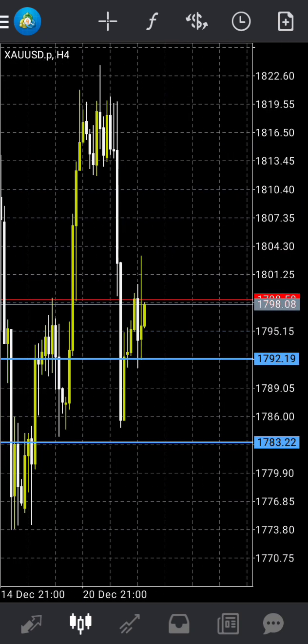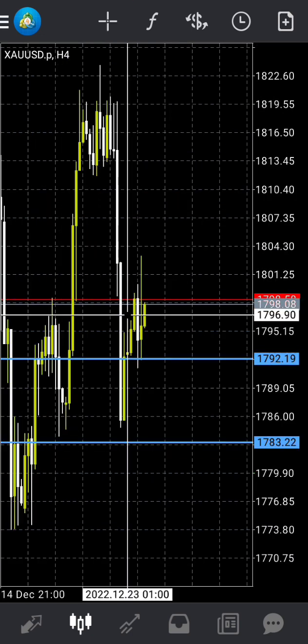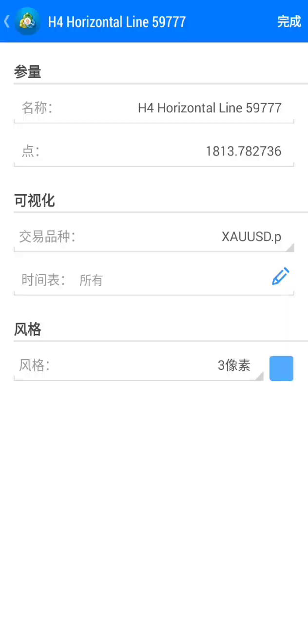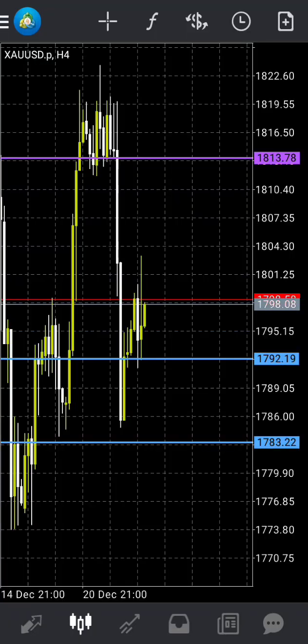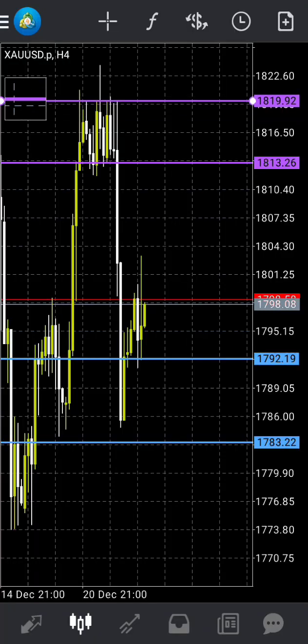Okay, now we will try to mark the H4 zone. We can see a bearish engulfing around here, so we can mark the H4 zone. I'm going to use purple color. This is a bearish engulfing zone, and it is quite big, so I'm going to cut the zone into half.